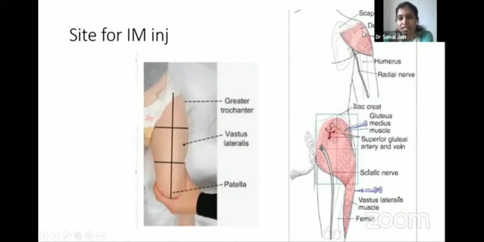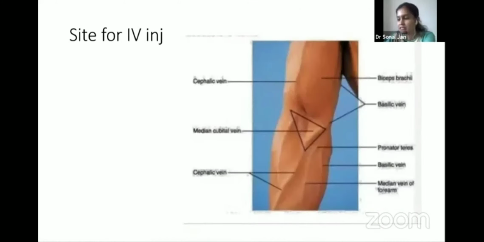Next is the gluteal region. We divide this gluteal region into 4 quadrants, and the injection is given at the upper outer quadrant to prevent damage to the sciatic nerve and also the superior gluteal arteries. In infants and children, we give the intramuscular injection mostly in the thigh region. We divide the thigh region into 9 quadrants, and we give the injection in the middle and outer quadrant.